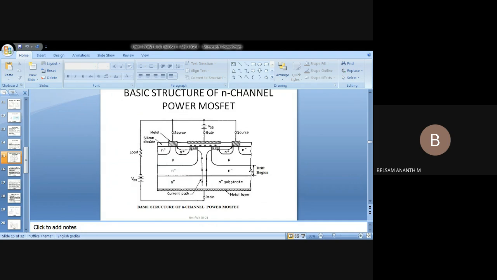And on your source side only, you will have the input supplies. But at the same time, load, I am speaking about output. Please remember in your mind. Load in the sense, I am speaking about the output. Output may be connected across your source and drain.